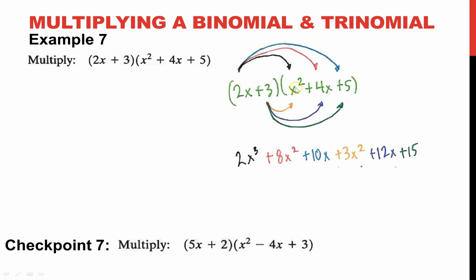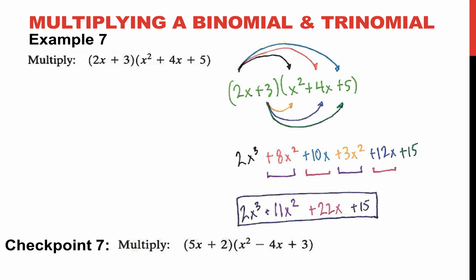3 times x squared is 3x squared. 3 times 4x is 12x. And 3 times 5 is 15. Now I've got multiple terms that I can combine. So as I'm combining these terms together, I'm going to group them with a similar color. So I've got the 8x squared and the 3x squared. And when those two terms combine, I get 11x squared. Then I have the 10x and the 12x. Those add together, and I get 22x.